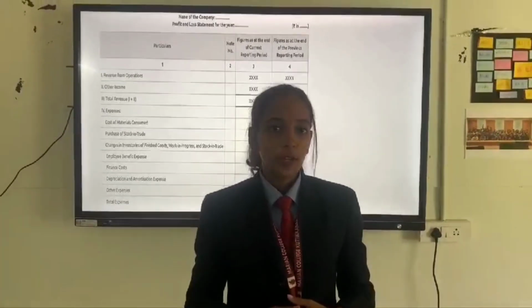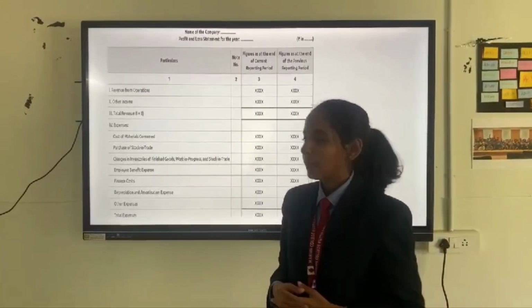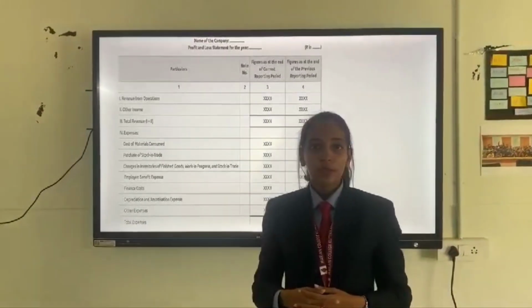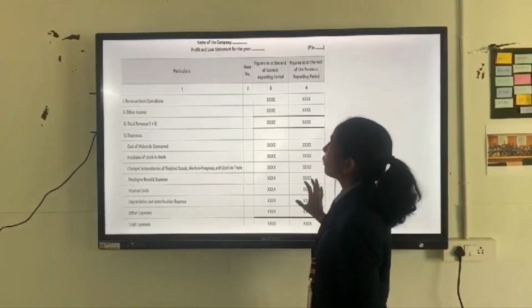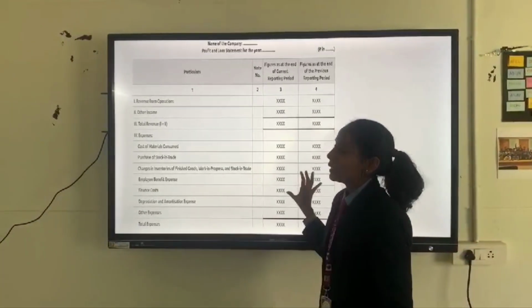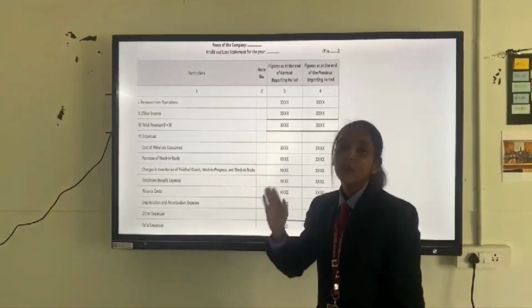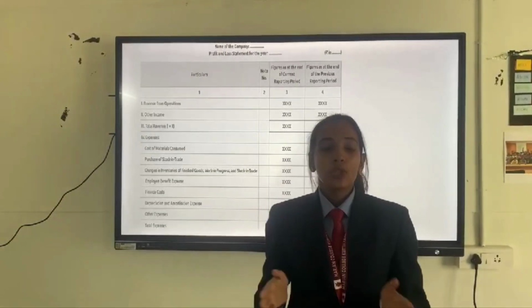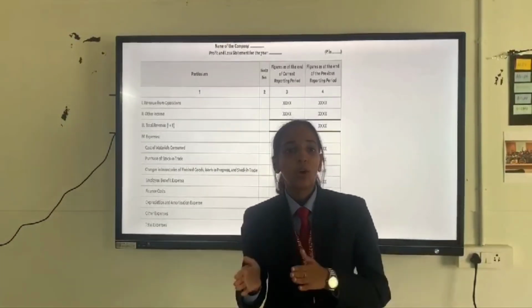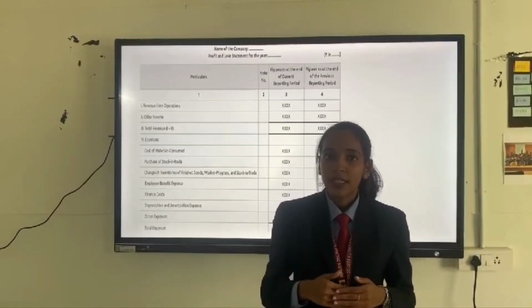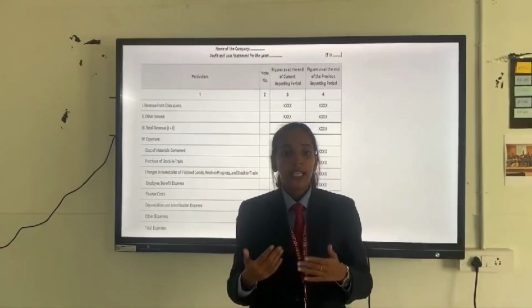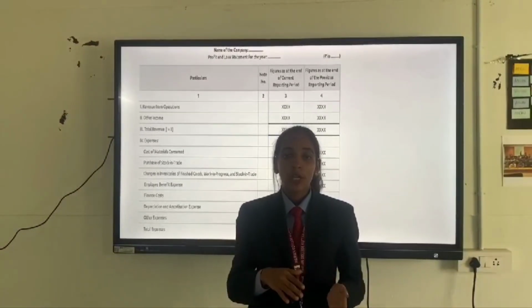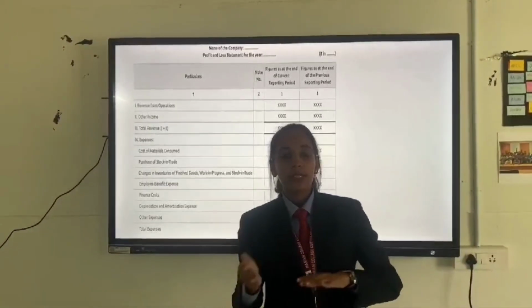So now we are going to discuss the financial statements of the company, and the first one is the profit and loss account statement of the company. The profit and loss account statement includes revenue from operations. The first one is revenue from operations. Revenue from operations is the core revenue generated by the company's main business, especially sale of goods or sale of products, services, etc.